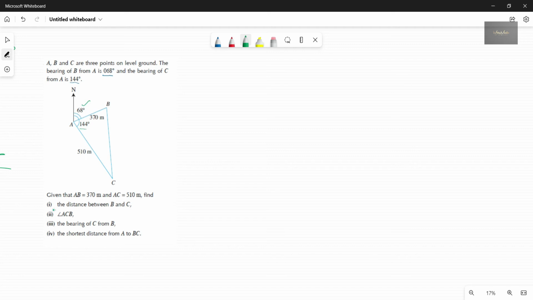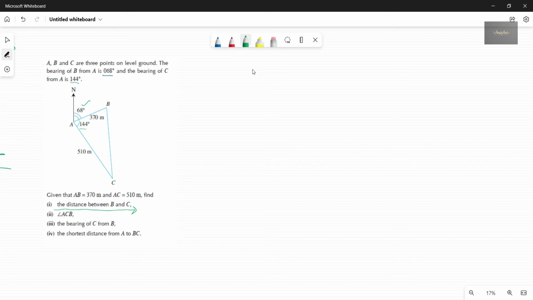Now this part has nothing to do with bearing, right? And you must relate it with the previous video in which I explained sine rule and cos rule. When two sides and one angle are given, then we go for cos rule if we need to find a side. I'm repeating it: if two sides and one angle which is opposite to the unknown side are given, then we use cos rule.